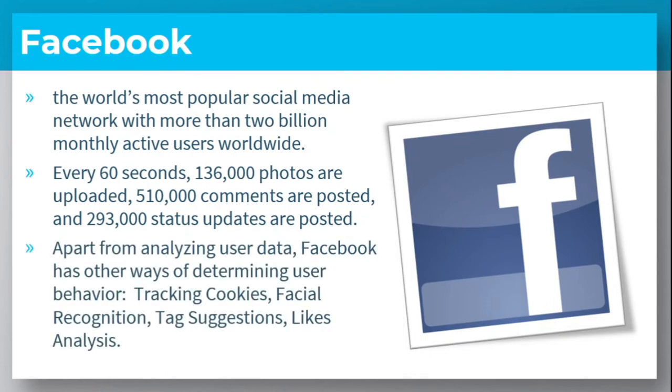Apart from analyzing user data, Facebook has other ways of determining user behavior. Okay, so we have tracking cookies, facial recognition, tag suggestions, like analysis. And Facebook is also making use of artificial intelligence in generating big data information.